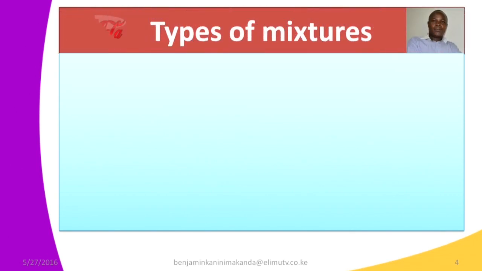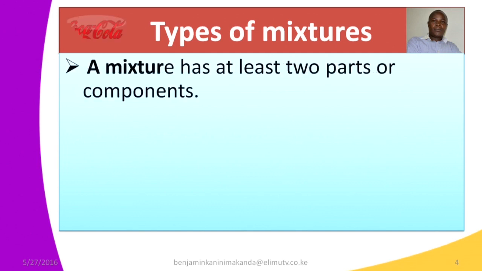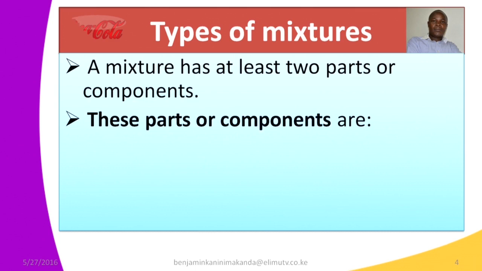Types of mixtures. Now, a mixture has at least two parts. An ideal mixture has at least two parts or components. So if you have a mixture, it will always have two parts or components. For example, if you take maize and beans, then you have two parts, a component that represents maize and the other component that represents beans. So that's why we are saying that a mixture has at least two parts or components, and these parts or components can be solid. We can have a mixture that is a solid.